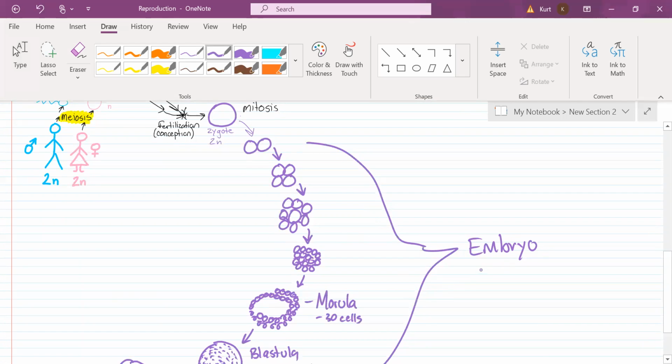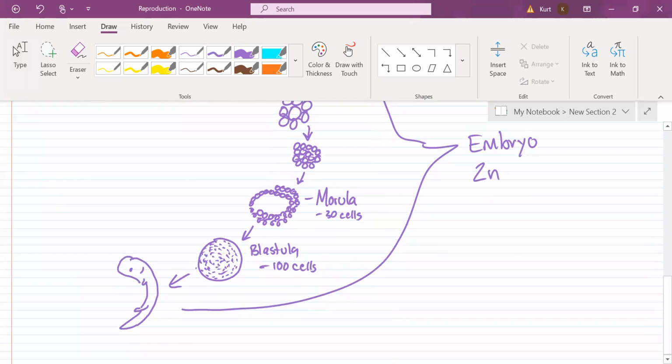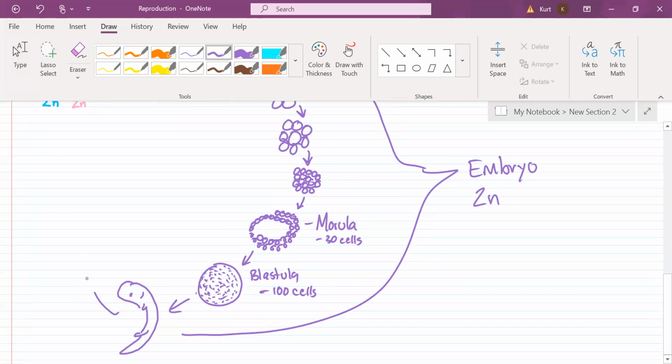And so I want to just remind you that this is all diploid. This is all mitosis. We're just growing here. Well, eventually that embryo in the second and third trimesters will become a fetus, where it's going to be bigger and it's going to look more like a person. It's not my best fetus, but it is what it is.